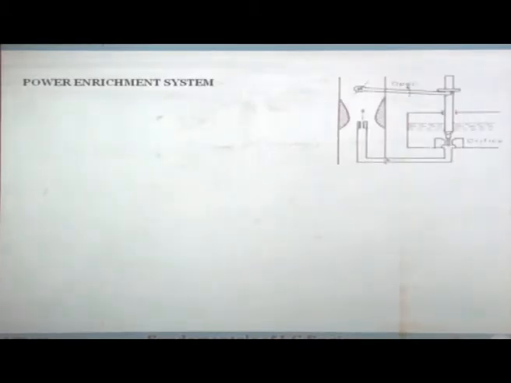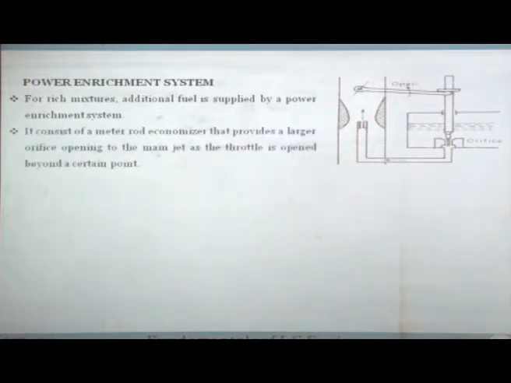So how do you enrich? We have seen idling, how do we do the idling? We have seen during the cruising range, how do we lean the mixture? Let us now see, if you have to enrich during the power mode, how do we do that? A power enrichment system is used for enriching the mixture. This is a power enrichment system. It consists of a metering rod economizer that provides a larger orifice opening to the main jet as the throttle is opened beyond a certain point.